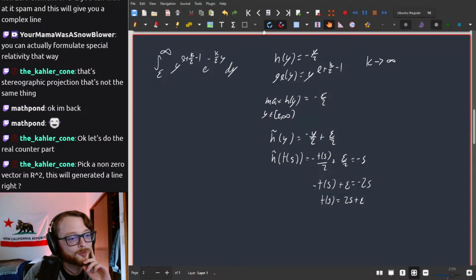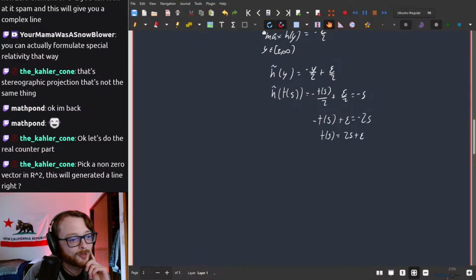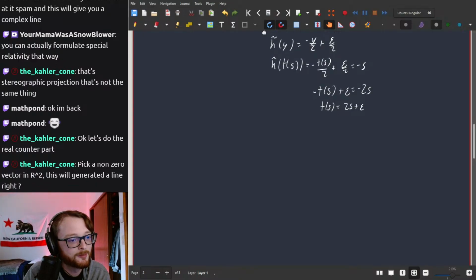You can actually formulate special relativity that way? That's interesting. I've learned a little bit about special relativity. I'm not very good at it though.